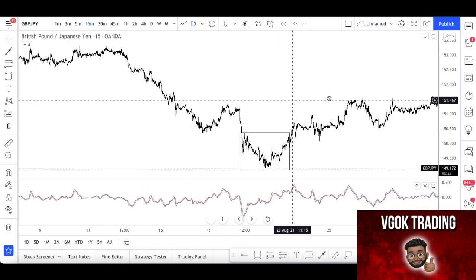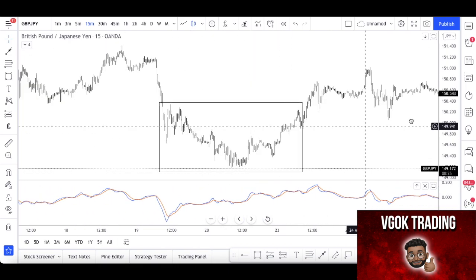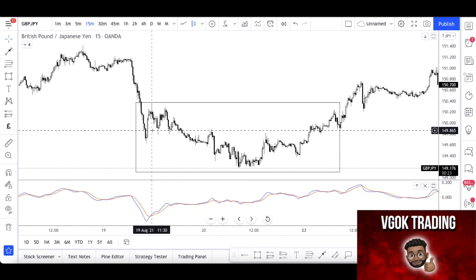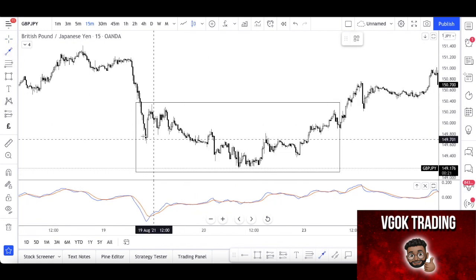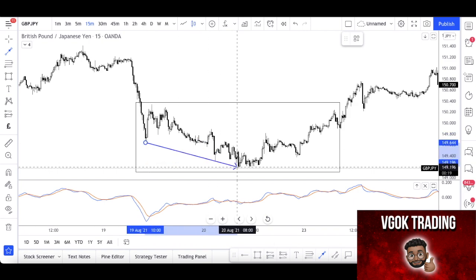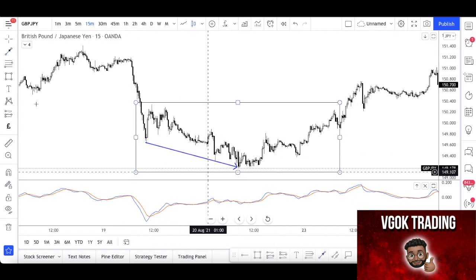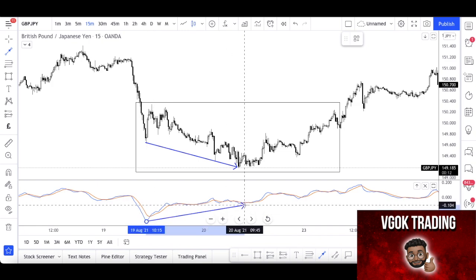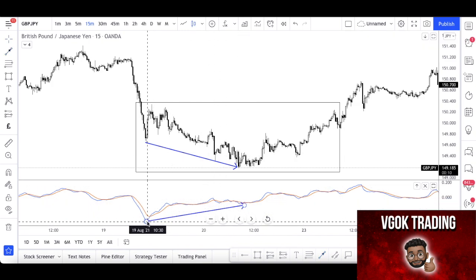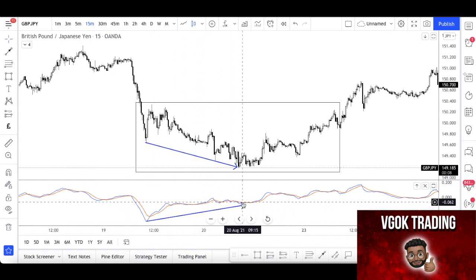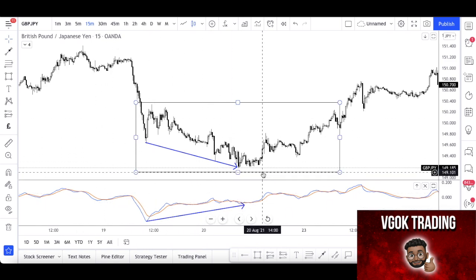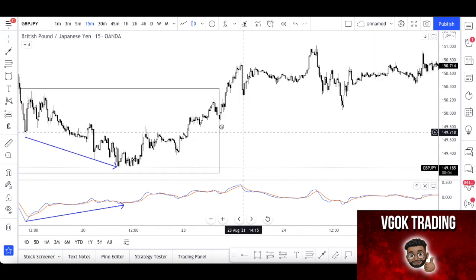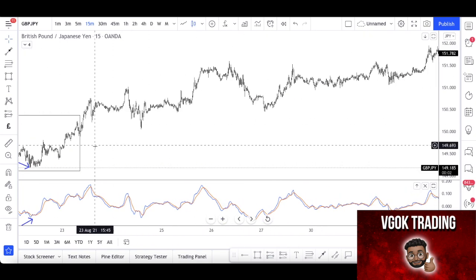I believe this may be the last example, but just to really show you guys how simple it is to really spot these sort of things. Again, what have we got? We've got these lower lows being created, and at the same time on the oscillator, we've actually got higher lows being created. Convergence leads to bullish price action, which is what we go on to see.